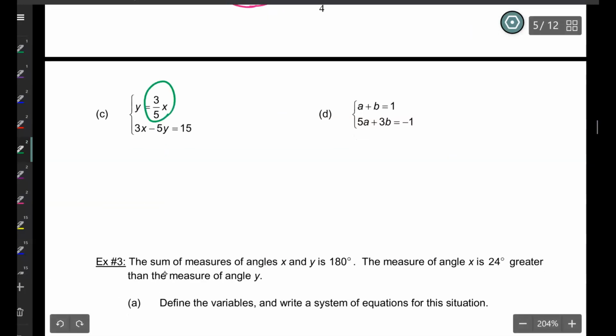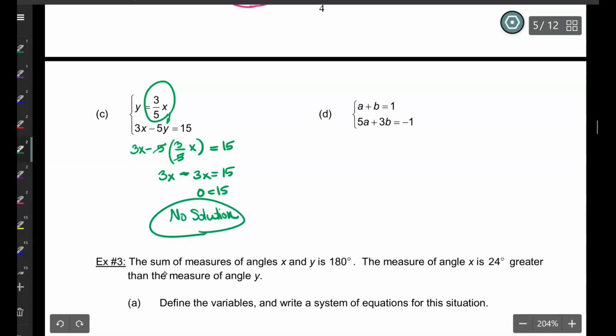Okay, I got y isolated, so I'm going to substitute that in. So 3x minus 5 times 3/5 x equals 15. So I get 3x, and then actually we'll get minus 3x. So we get 0 equals 15. That means there's no solution here.